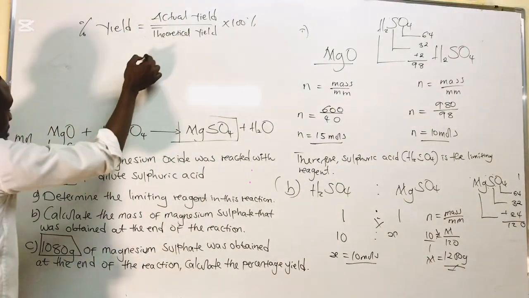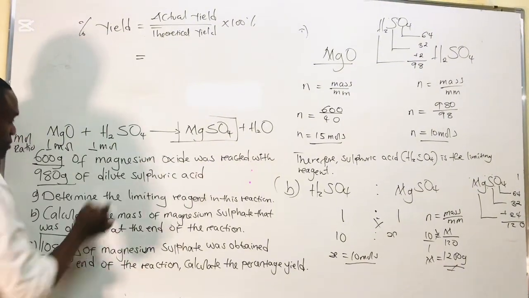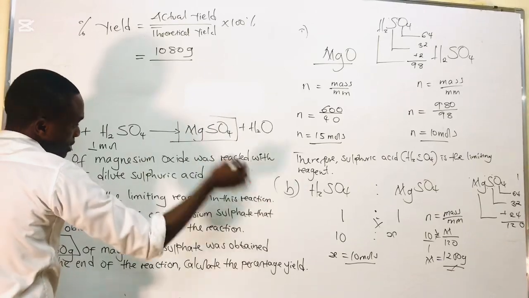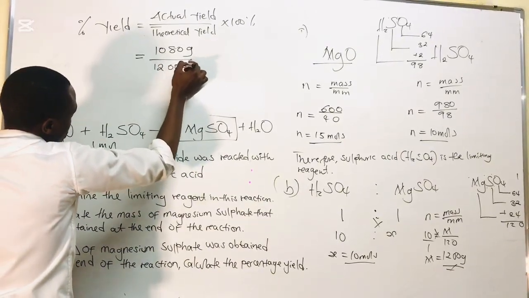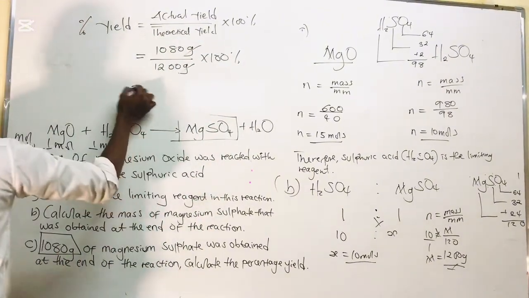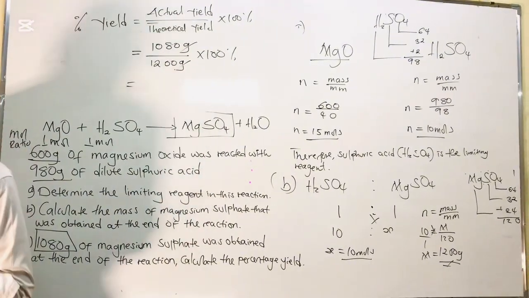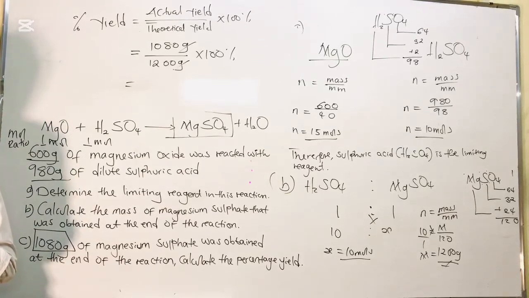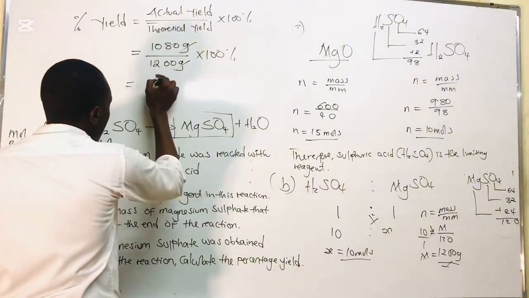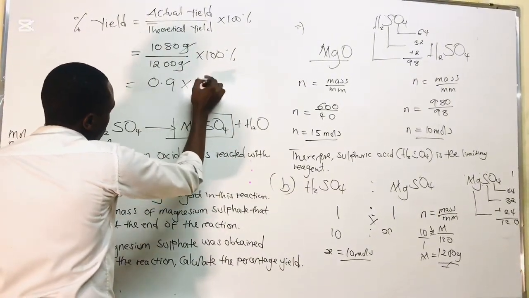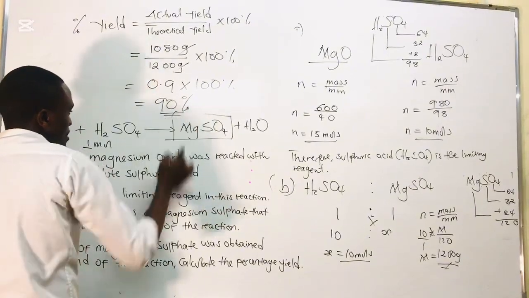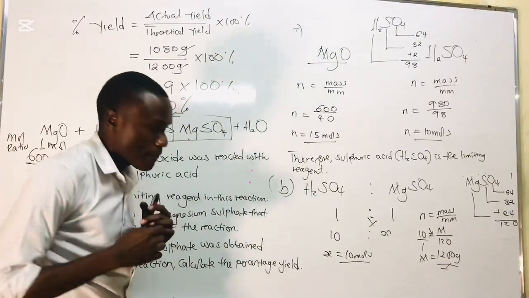So we are saying the percentage yield here will be equal to the actual yield, 1,080 grams, over the theoretical yield we've calculated, 1,200 grams, multiplied by 100. So the grams there will cancel. Now what is 1,080 divided by 1,200? So we are getting 0.9. So 0.9 multiplied by 100. So the answer will simply just be equal to 90%. So 90% will be the answer.